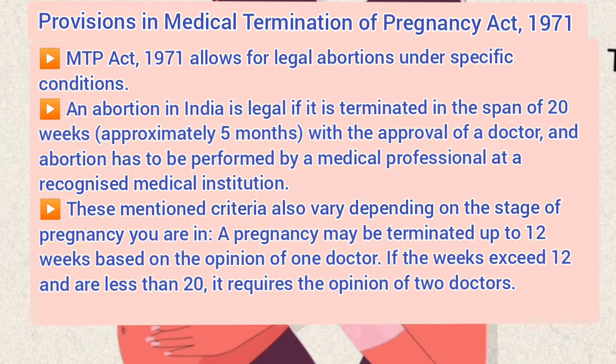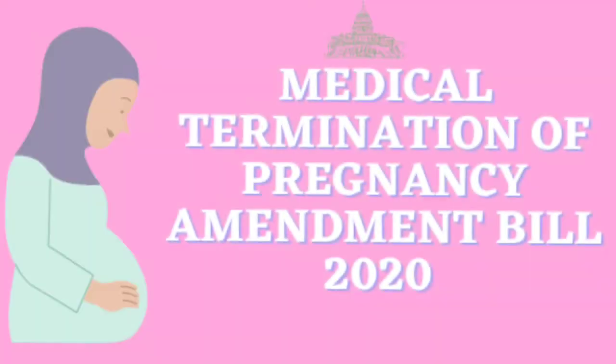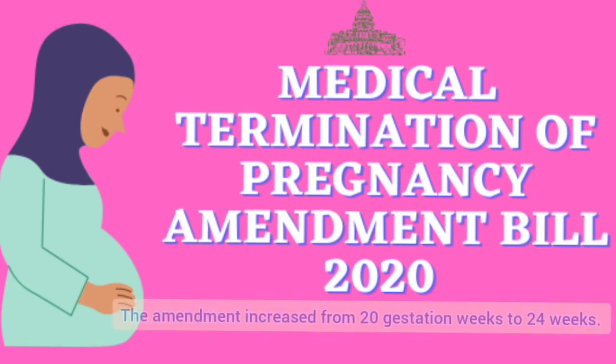A pregnancy may be terminated after 12 weeks based on the opinion of one doctor. If the weeks exceed 12 and are less than 20, it requires the opinion of 2 doctors. However, on 16 March 2021, the Medical Termination of Pregnancy Amendment Bill 2020 was passed, which amended the Act to increase the upper limit of termination of pregnancy from 20 to 24 weeks for certain categories of women.